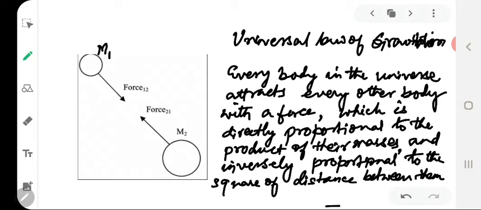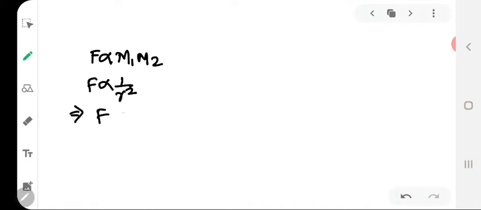So as you can see in the diagram also, it has been shown that there are two masses m1 and m2, and these two objects are attracting each other. Suppose the distance of separation between their centers is r. If F is the force of attraction between these two masses, then as per this law, F is directly proportional to m1 m2, that is the product of their masses, and F is inversely proportional to the square of the distance between their centers.